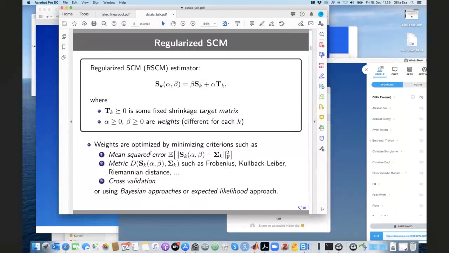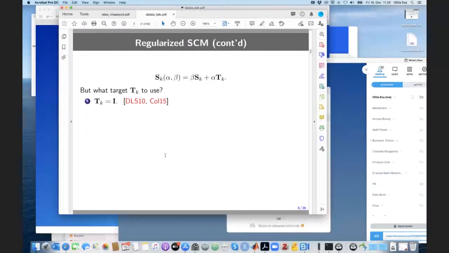And in this talk, we are going to target the first one, so the minimum. We're going to minimize the mean squared error. And then, once we have selected a criterion, the question is, which target do you want to use? Perhaps the easiest choice is just to use the identity matrix, because this would guarantee that even if the dimension is high and the sample size is small, the estimator would be positive definite.